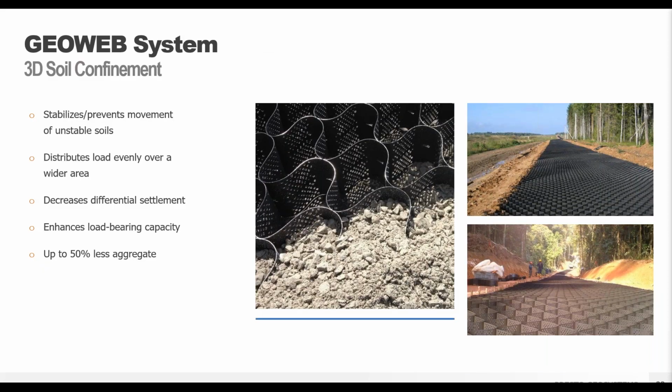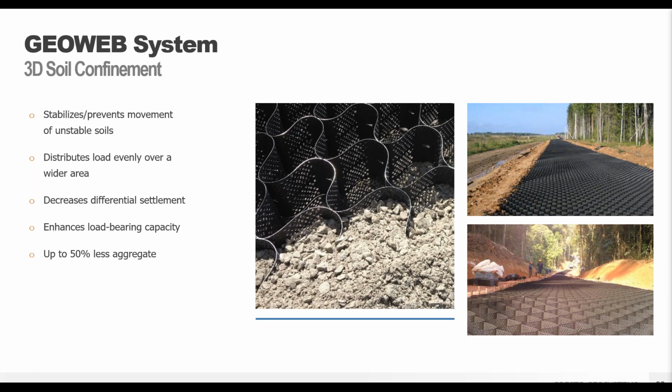So the purpose of cellular confinement of the GeoWeb system is pretty simple. It's to stabilize the movement of unstable soils, both horizontally and vertically. The weaker your subgrade conditions, the more practical it is to insert the GeoWeb system into the design. It's an engineered system that has the best confinement and subgrade stress reduction in the industry.